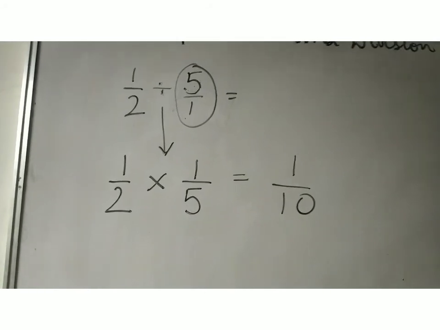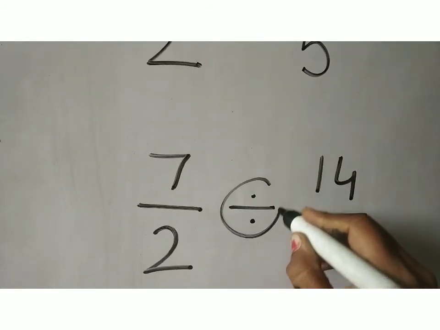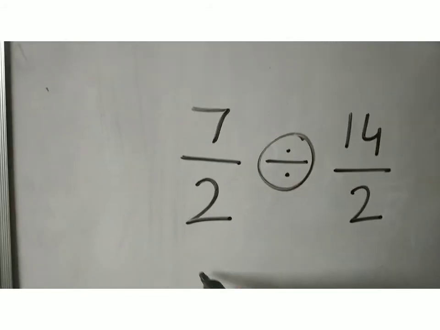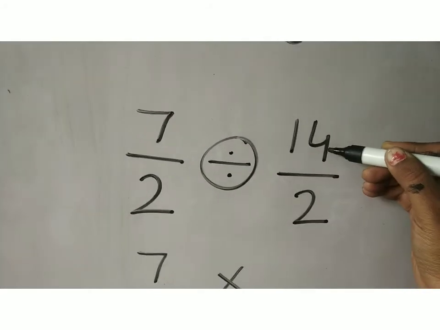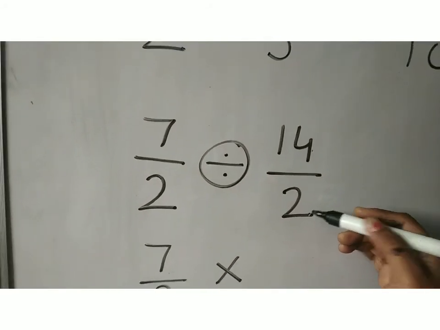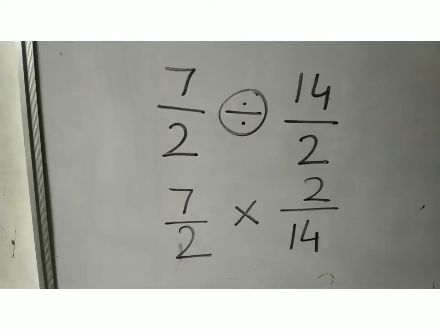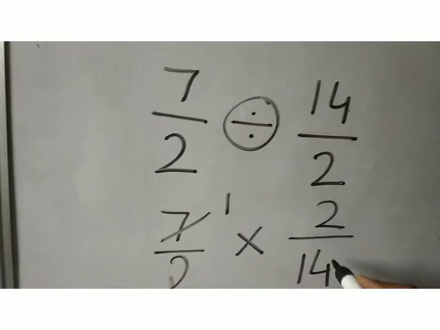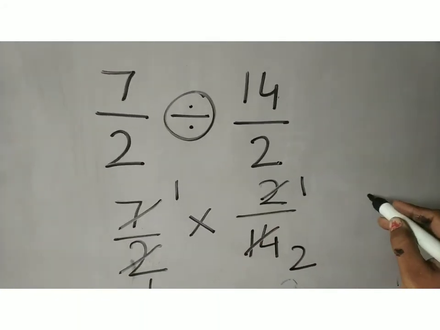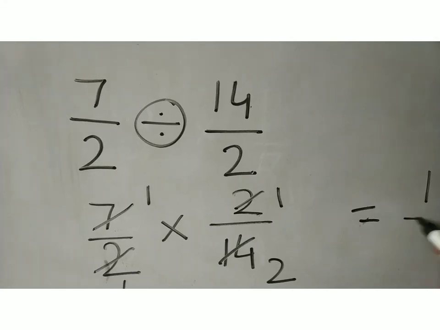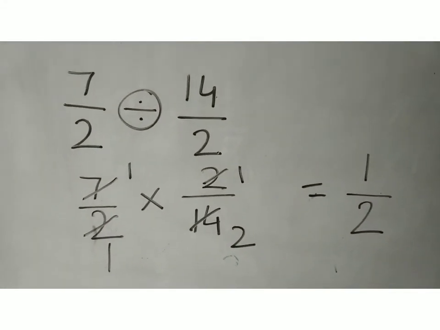Let's take one more example. 7 upon 2 divided by 14 upon 2. So first of all, I will convert this division into the multiplication. So I will write 7 upon 2 multiply by this 14 upon 2 will become reversed, that is 2 upon 14. Now I can solve it easily. 7 ones are 7, 7 twos are 14, 2 ones are 2, 2 ones are 2. So 1 multiplied by 1 is 1 and 2 multiplied by 1 is 2. So my answer will be 1 upon 2.